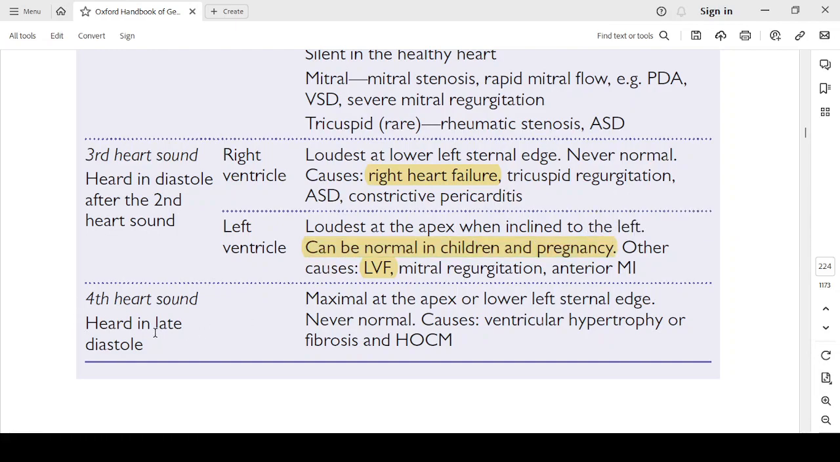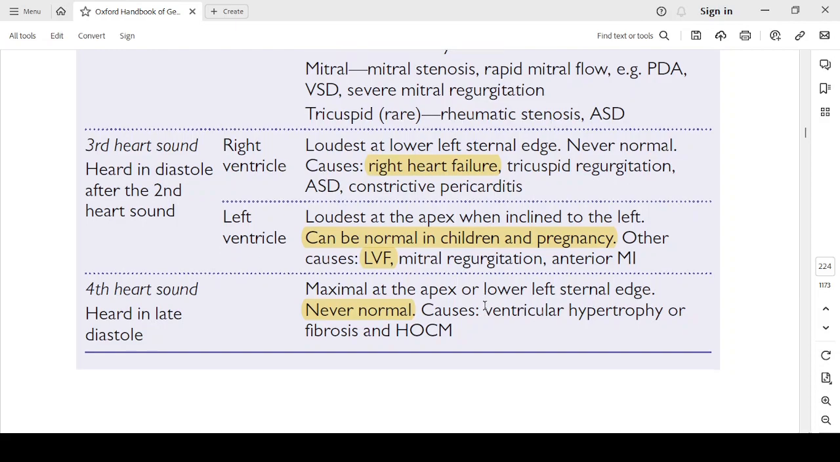A fourth heart sound is heard in late diastole, maximum at the apex or lower left sternal edge, and is never normal. Causes are left ventricular hypertrophy or right ventricular hypertrophy, fibrosis and HOCM. So these are the two main reasons we can remember grossly. Third heart sound is because of heart failure. Fourth heart sound is heard in hypertrophy of the ventricles and HOCM.